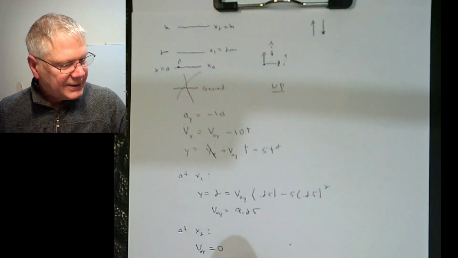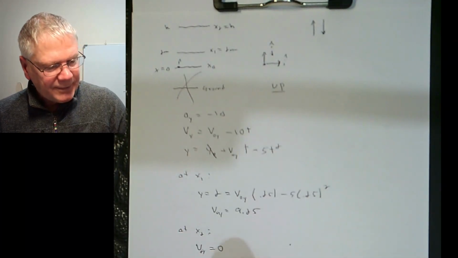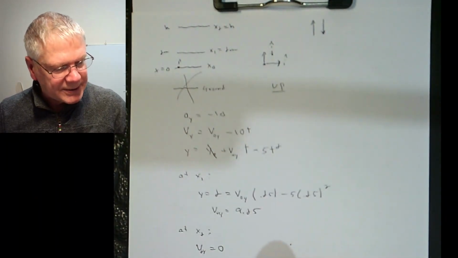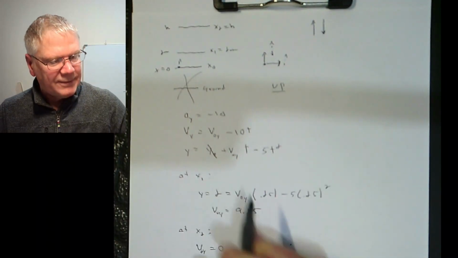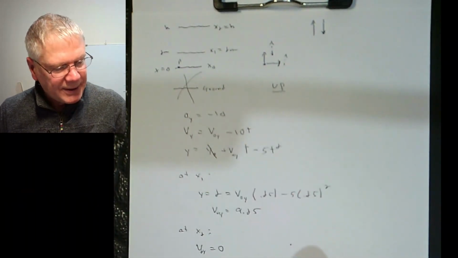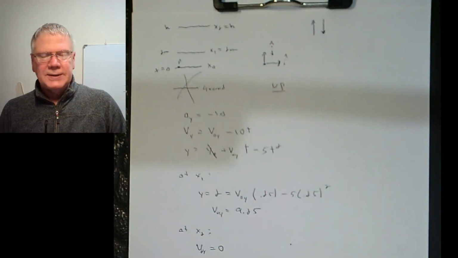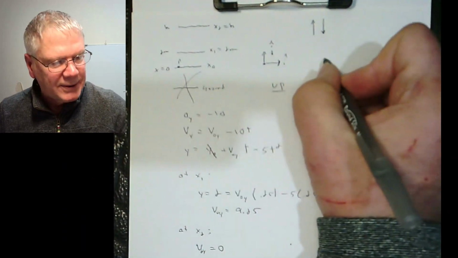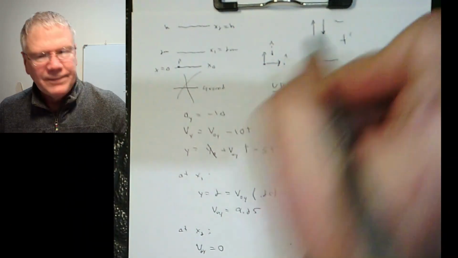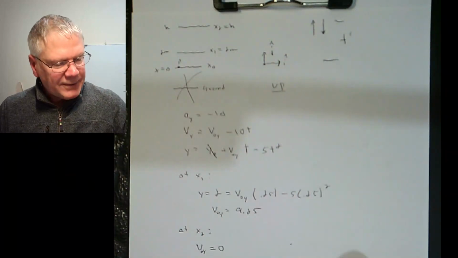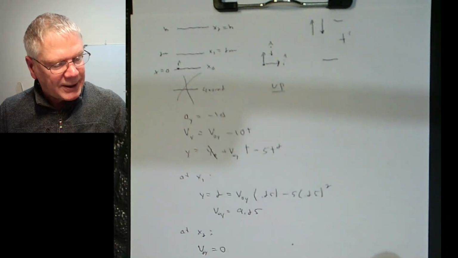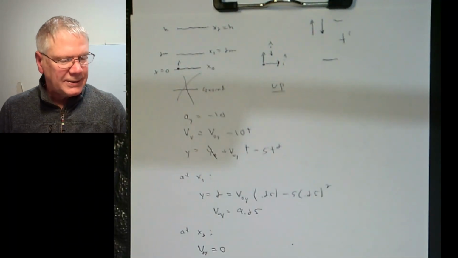vy is equal to 0, and that's equal to the initial velocity, which is 9.25, minus 10t. I'm going to call this t prime. This is not the 0.25 to go past the window now. This is the time to go from here to here. And I can find t prime that way. So t prime turns out to be 0.925 seconds. That's how long it takes to get to the top.